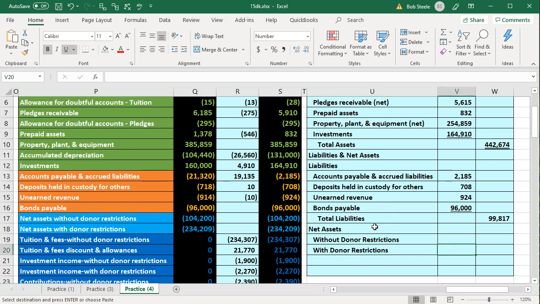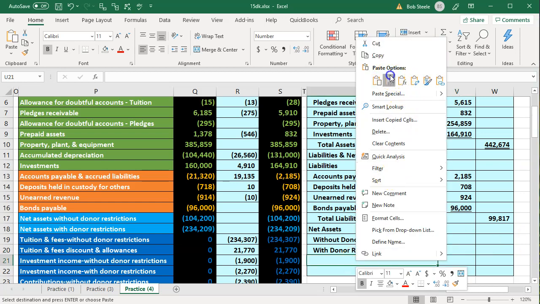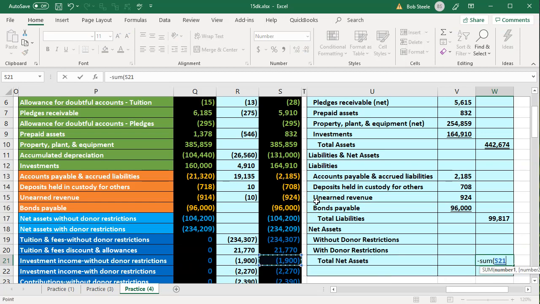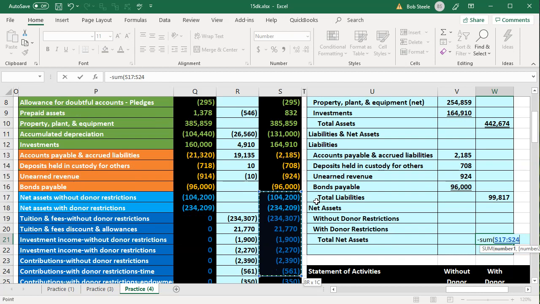Now, this is where it gets confusing, because some people might argue you need to do the statement of activities in order to know what the net assets with and without donor restrictions are. But really, even with this trial balance, I can get the net amount without doing anything, just by summing this up. If I have a formatted trial balance, I could just say that's going to be equal to the negative sum of these amounts. The total is the total.